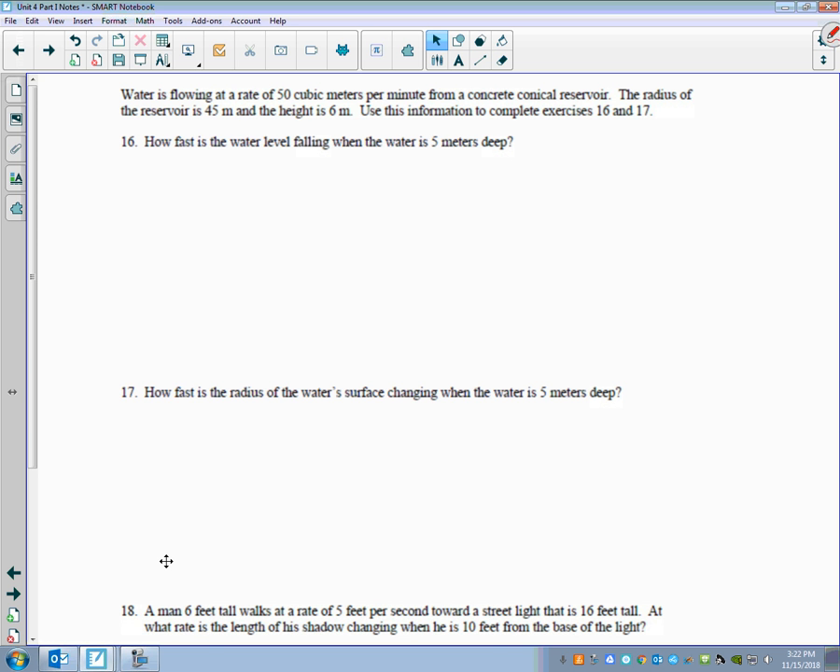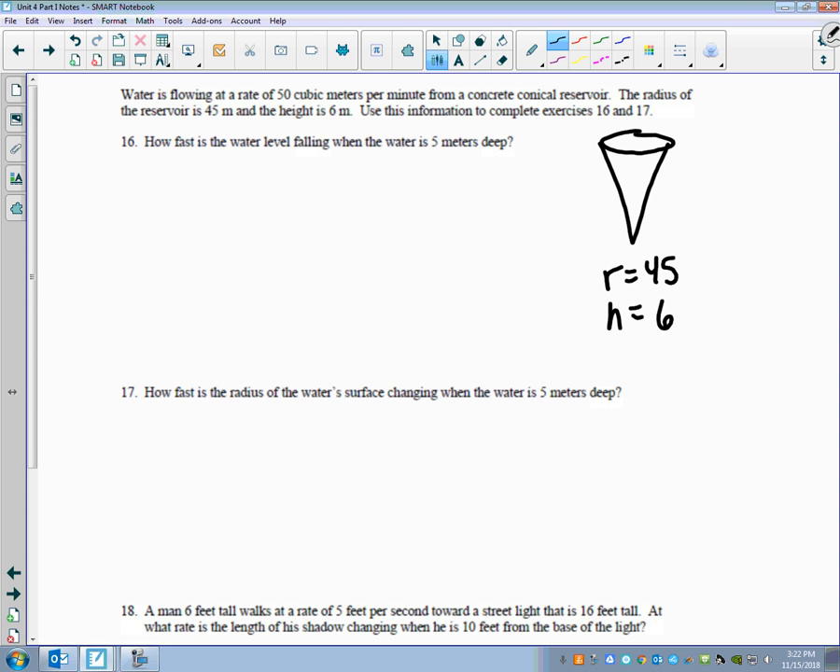It says water is flowing at a rate of 50 cubic meters per minute from a concrete conical reservoir. So that's a cone, right? The radius is 45 meters. The height is 6 meters. Use this information to complete the exercises. So it says, how fast is the water level falling when the water is 5 feet deep?